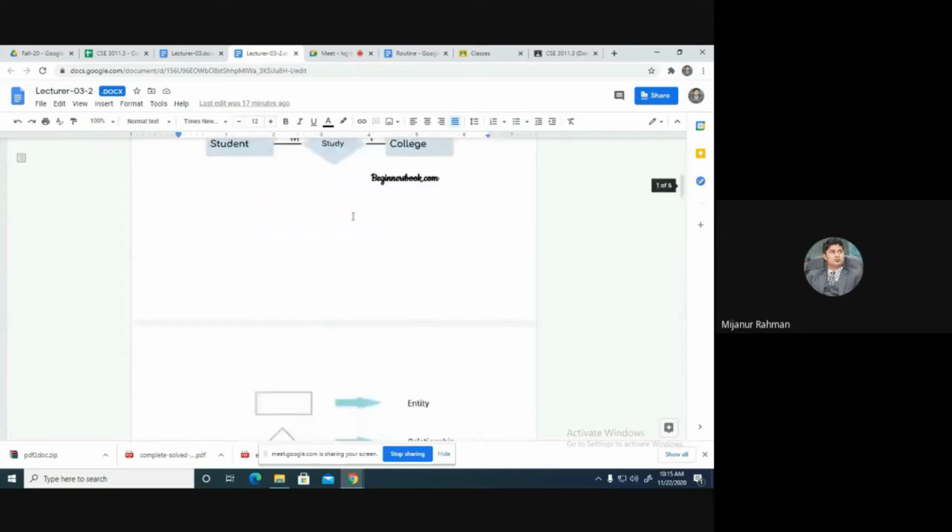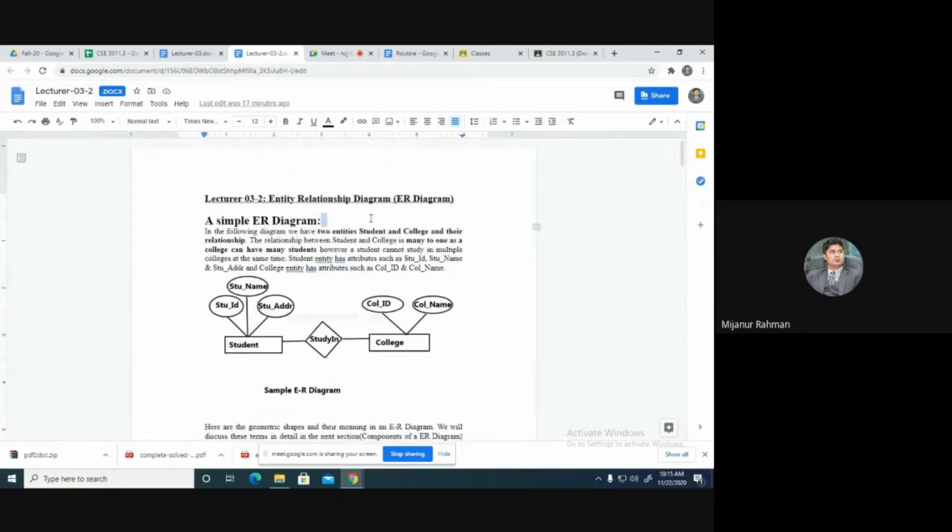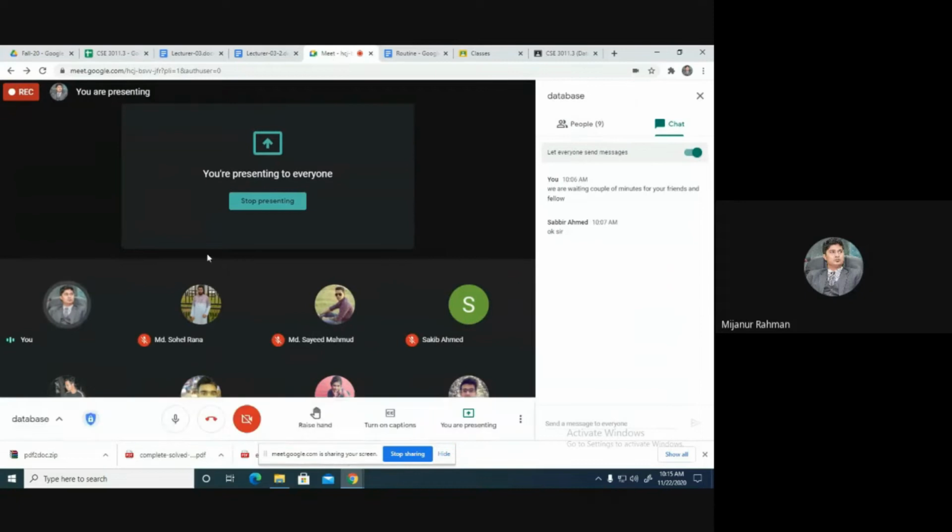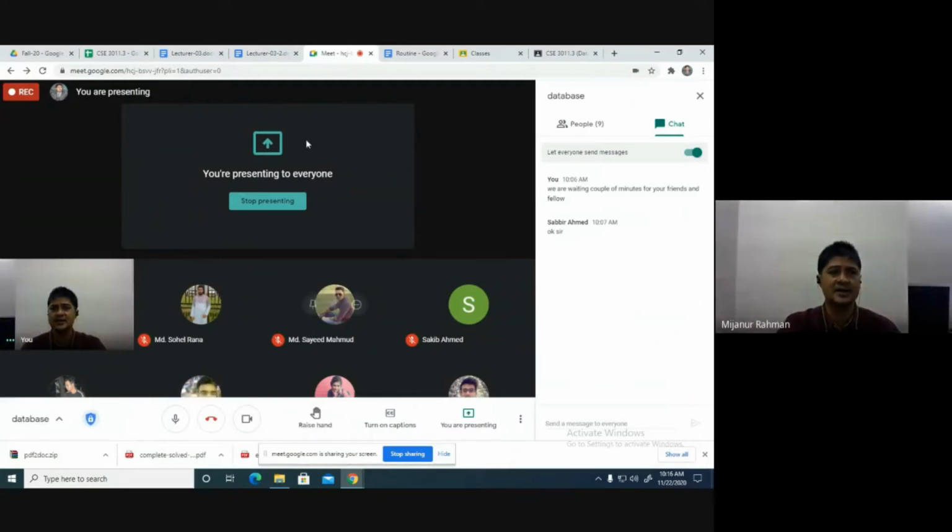Today we are going to talk about the ER diagram. The ER means the entity relationship diagram. So dear, a scenario is given, right? From the scenario, you just draw a diagram. So from the scenario, you draw the diagram.